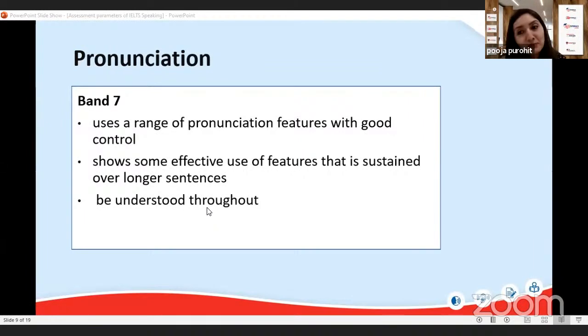जहां तक examiner आपको समझ पाते हैं, you will not be using any bands there. But अगर आप word stress में गलती कर रहे हैं, intonation में गलती कर रहे हैं, तो वहां you lose out your points. Okay? So those are your 4 parameters of assessment, and I told you how are you evaluated on all these 4 parameters. I also talked about कि band 7 के लिए आपको क्या-क्या चीजों का ध्यान रखना है.